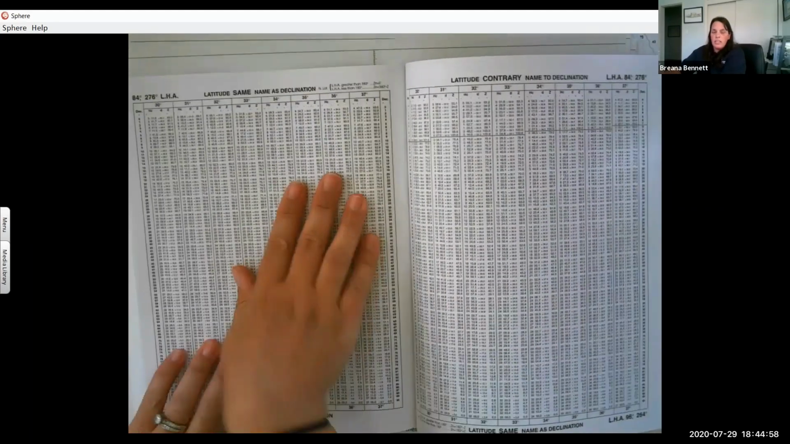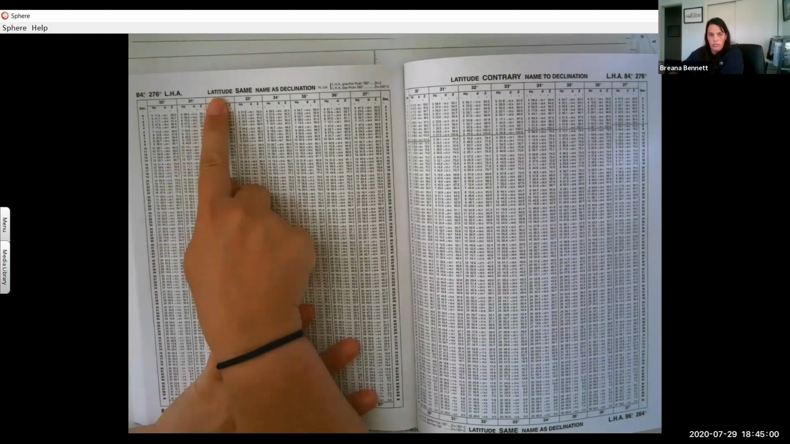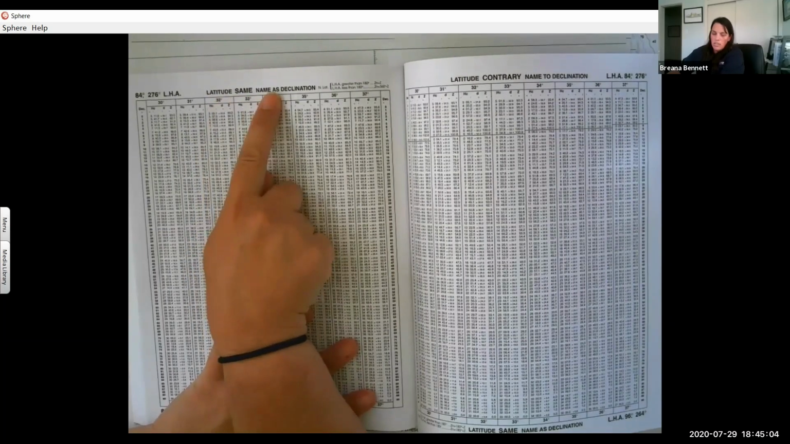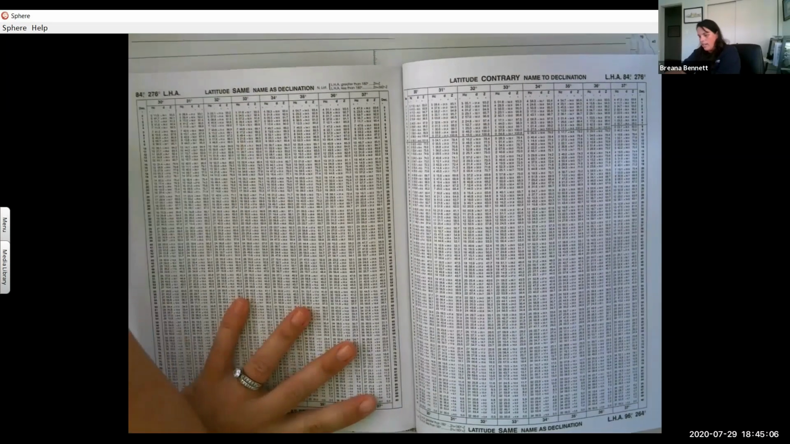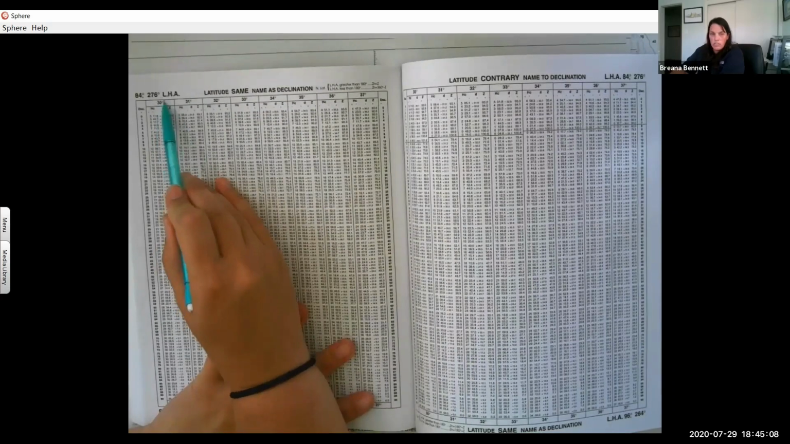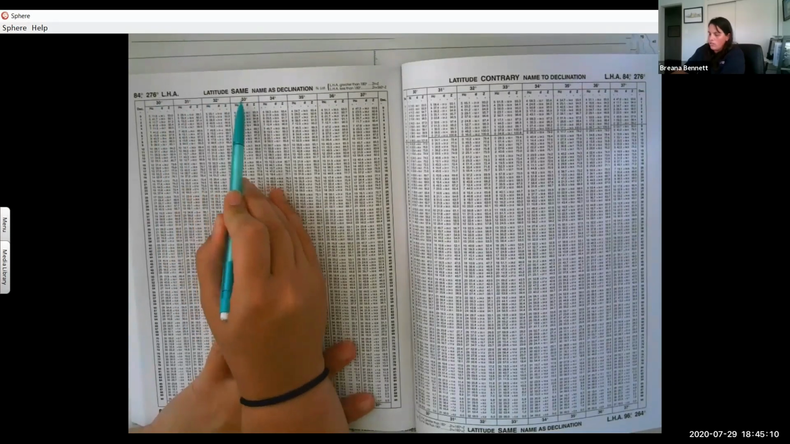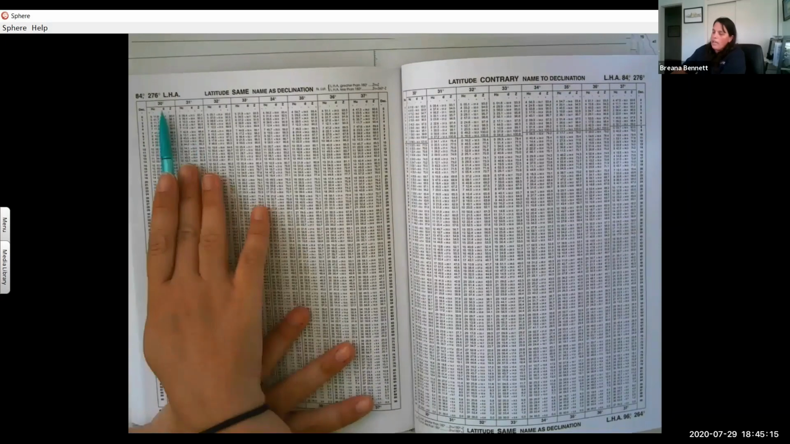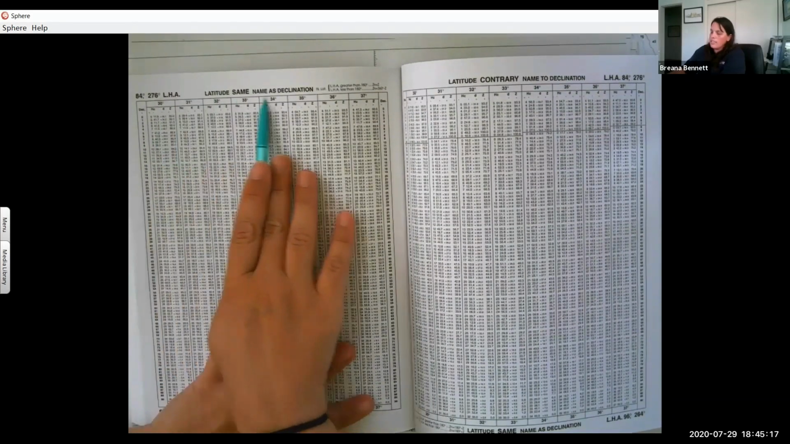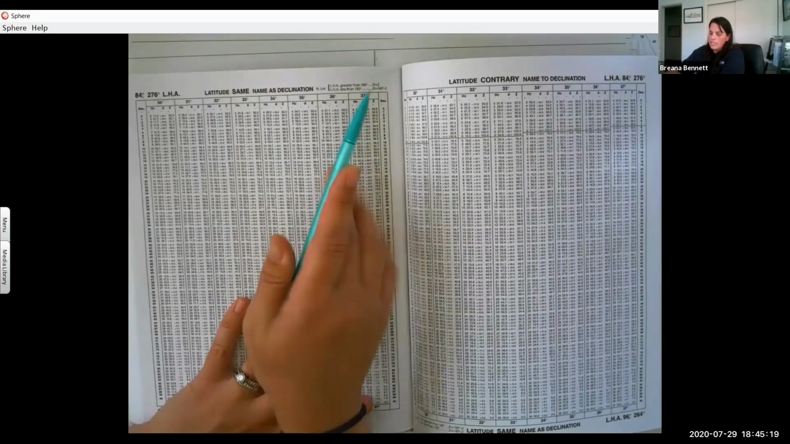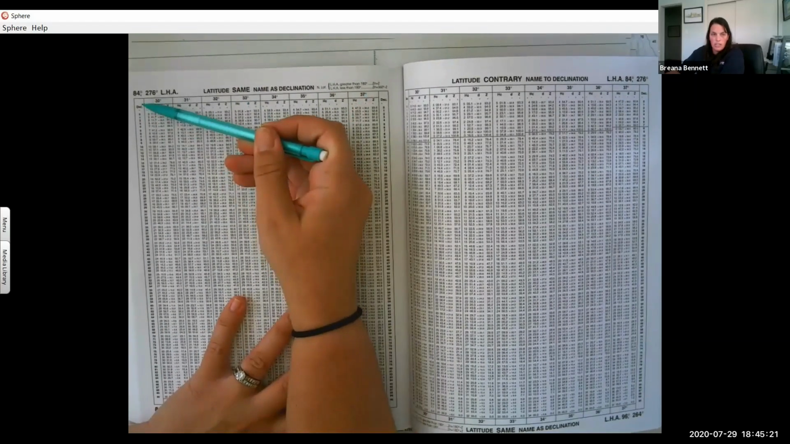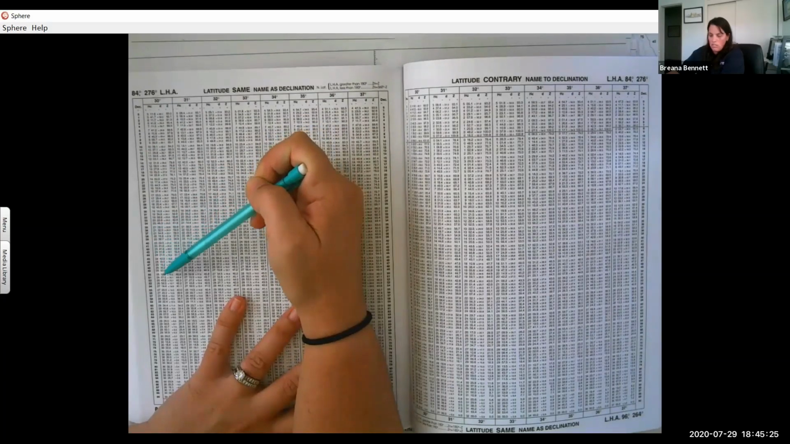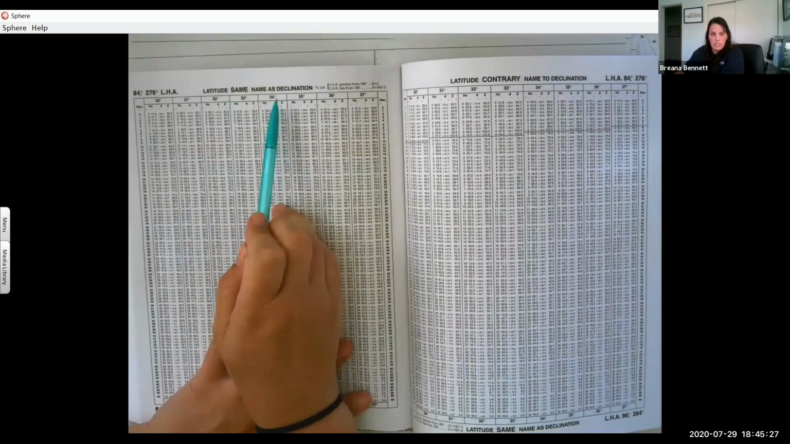And then here is latitude, and in this case, it's the same as the declination. So our latitude is 30, 31, 32, 33. So the page number tells us LHA. These numbers tell us latitude, and then declination is on the side. So those are the three things that we're going to look at.